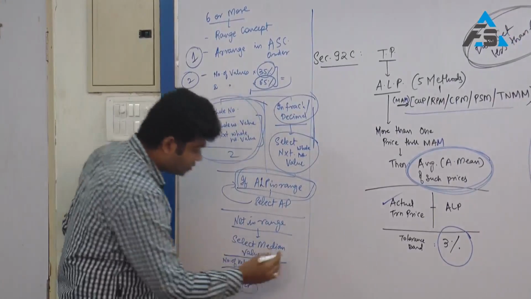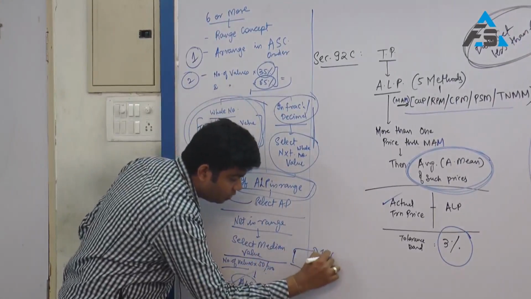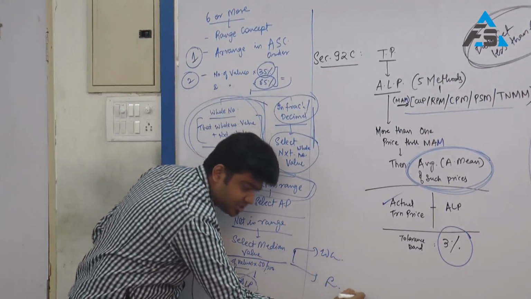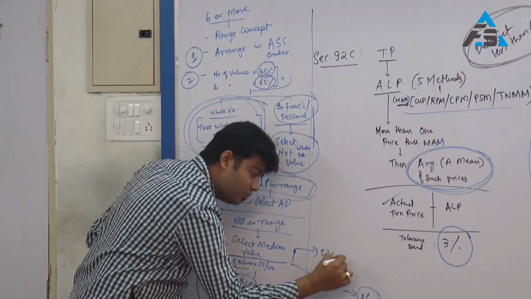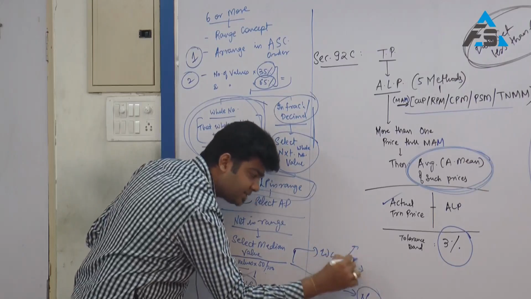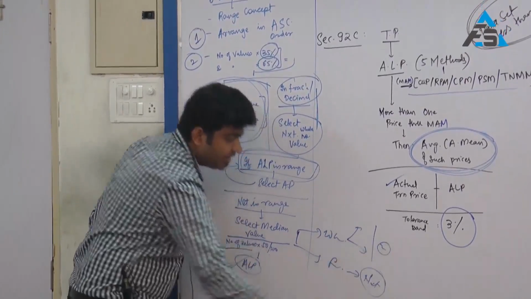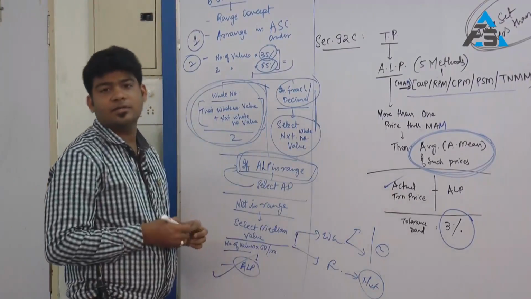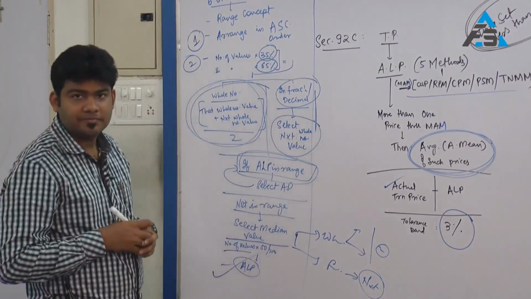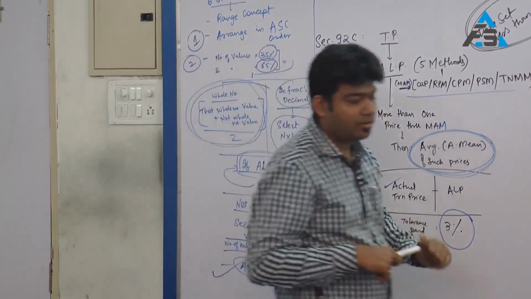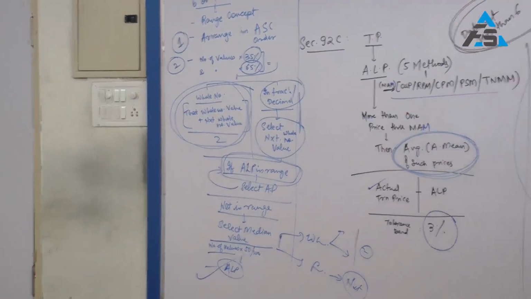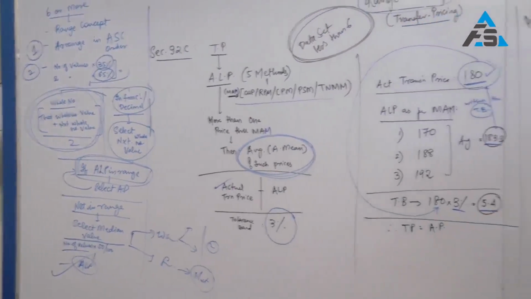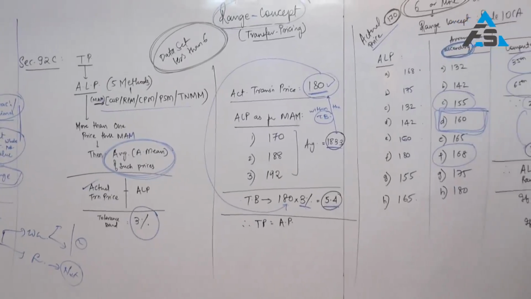Again, here in median also you can get two things. Either whole number or fraction. If it is fraction, next number. If it is whole number, then that number plus the next number divided by 2. Whatever answer that we get from the table, you will get your ALP accordingly. This summarizes your range concept. Please understand it properly. In case of any issues or queries, feel free to get back to me.